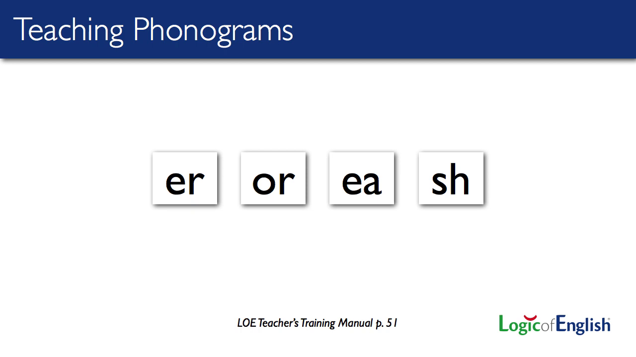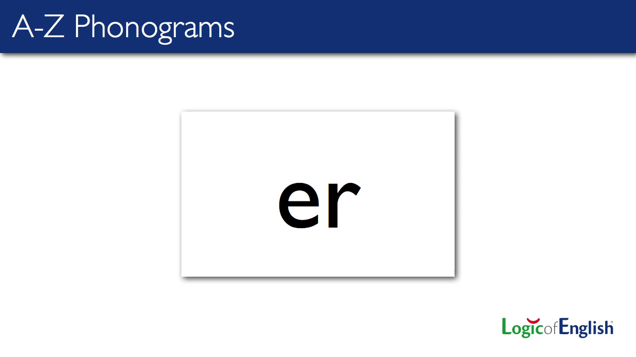So let's review these. This is er. This is or. This is ea. So three sounds, e, e, a.